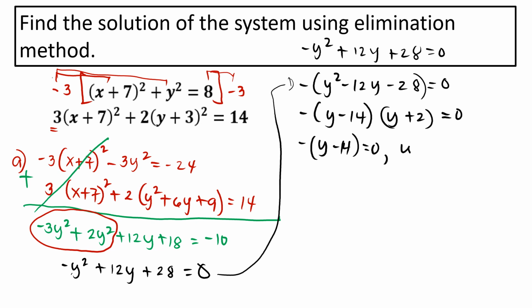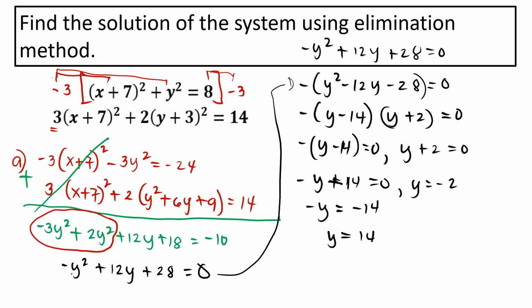and then the y plus 2 also equated to 0. So this will be y minus 14 is equal to 0, and this will be y is equal to negative 2. Thus y equals positive 14. And the other y, or the second y, this is our first y, is negative 2.